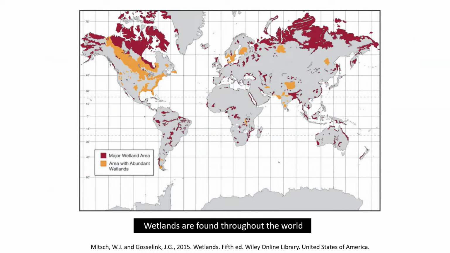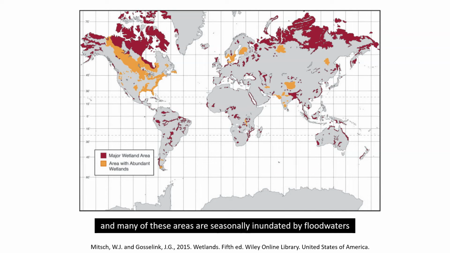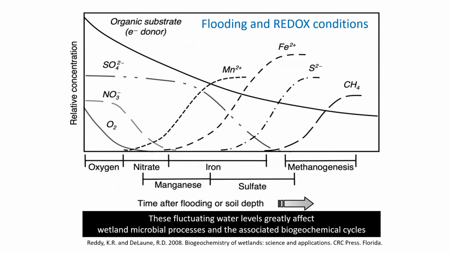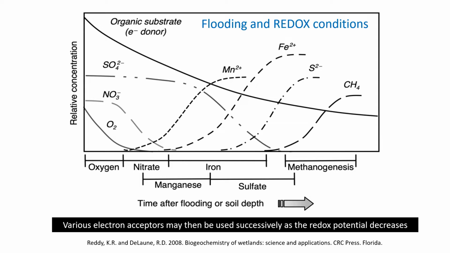Wetlands are found throughout the world, and they are especially abundant at high northern latitudes. The global wetland area is estimated to be around 12 million square kilometers, and many of these areas are seasonally inundated by floodwaters. These fluctuating water levels greatly affect wetland microbial processes and the associated biogeochemical cycles. When the water table rises, oxygen is depleted, and the sediment becomes subject to anaerobic conditions.